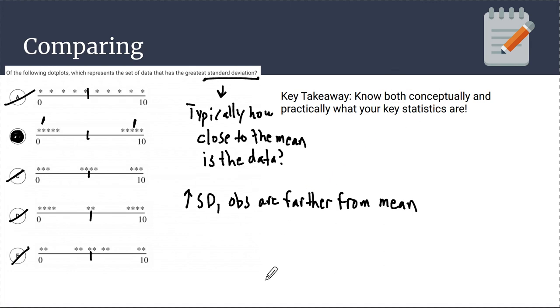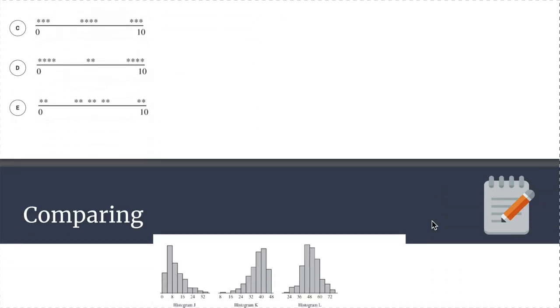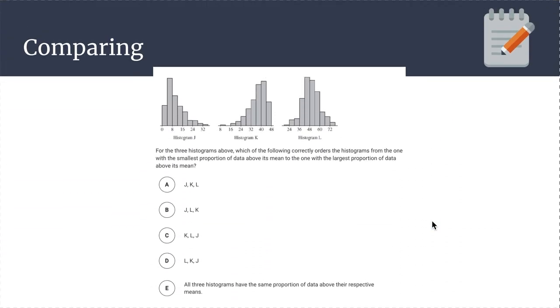You can think about standard deviation as how tightly clumped around the mean data is. So if you have some distribution here, if our distribution is actually really tightly clumped around the mean, that would have a really low standard deviation. But if we have stuff that's really far from the mean, that second graph there would have a higher standard deviation. The mean's in the middle, but the data seems to be more clumped farther away from the mean. So you need to know conceptually and practically what your key statistics are. Mean, standard deviation, median, all that stuff. One more here.